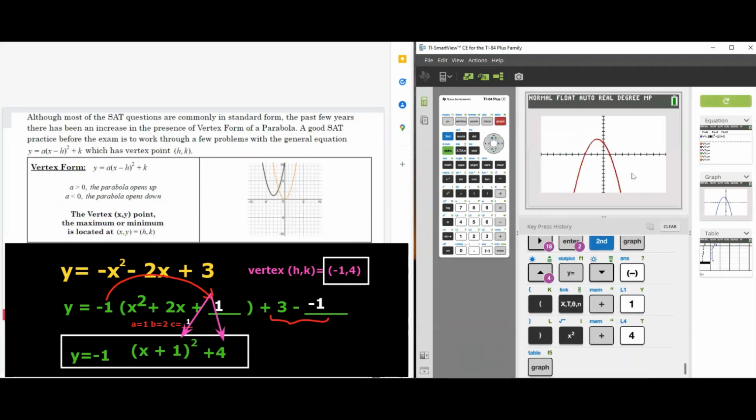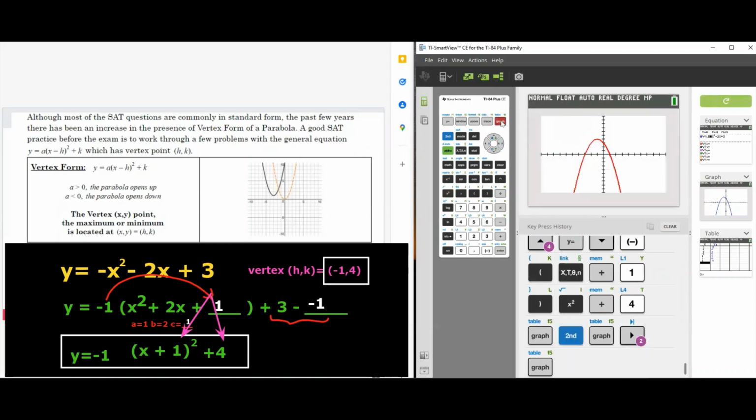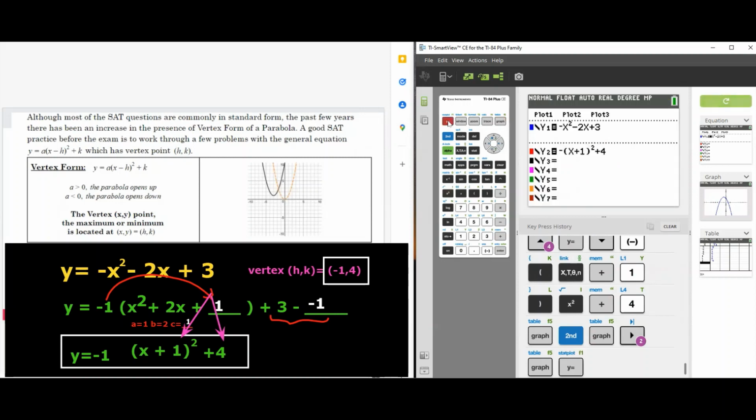Hit graph, and you can see the red line is collinear. It's right on top of the blue line. If you're not convinced, you can go to the table of values, and you see that all the points are mapped perfectly for the blue equation and the red equation. If we go to the graph, they are collinear. Okay, so they are the same equation. The first one is in standard form and the equivalent equation is in vertex form.